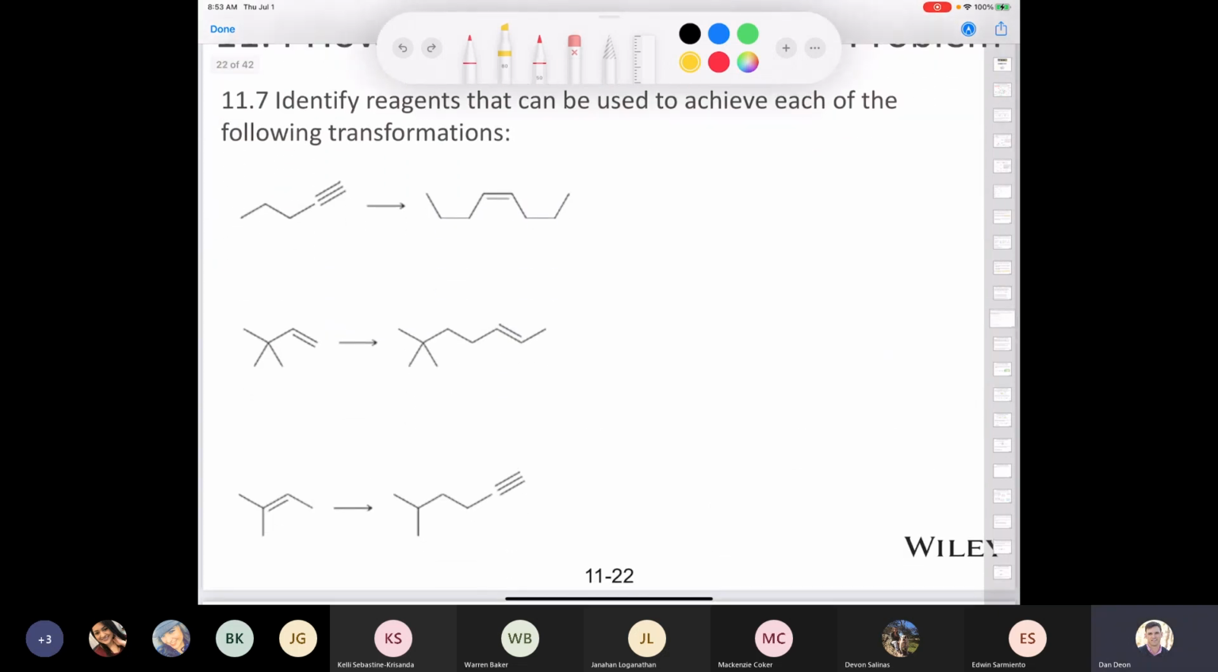All right, here we go. So we've made it all the way to question 11.7, which is identify reagents that could be used to achieve each of the following transformations. And you can clearly see just by taking a very quick glance at these questions, so this is 11.7a, this is D, and this is E, you can see there's changes to the carbon skeleton in all of these problems, aren't there?